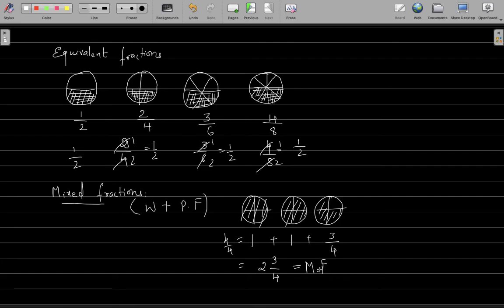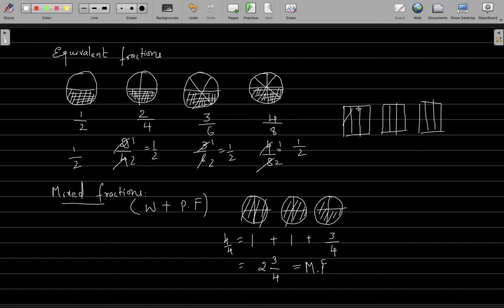What is a mixed fraction? A mixed fraction is written as a combination of a whole number and a proper fraction together. Like say suppose for example, I have a whole object. I am dividing it into say 3 parts. Again I have another whole object, and I am dividing this also into 3 parts, and I have another whole object, I am dividing it into again 3 parts.